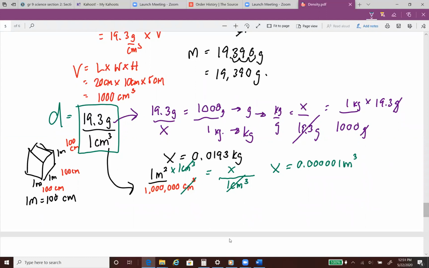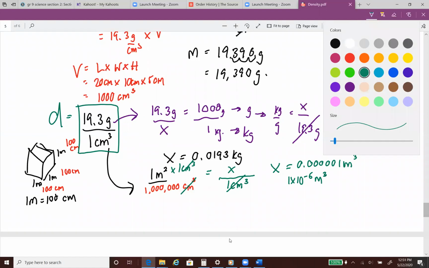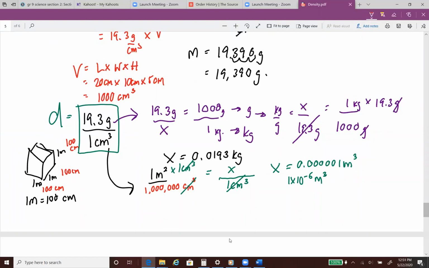Or the other way, you can write it as 1 times 10 to the minus 6 meters cubed. I really don't care how you write it, they're both the same thing. The reason, if you remember, is because we move the decimal 6 places, 1, 2, 3, 4, 5, 6, to the right, so that makes it 10 to the negative 6. If you don't remember that, not a big deal.